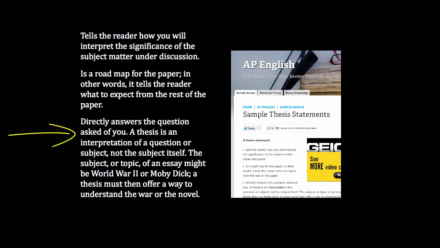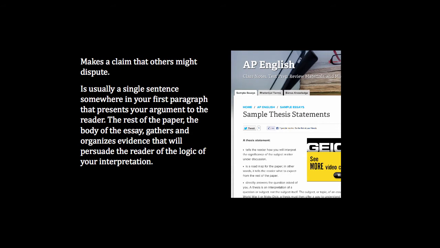And for you guys, one of the most important aspects of a thesis is this third one. It directly answers the question asked of you. It is an interpretation of the question. It's not giving the content itself. But the College Board goes on to say that it's a claim. In the case of AP Lit, it is an insightful interpretation of aspects of the story not everybody would see. And it's usually a single sentence somewhere in the beginning of your paper.